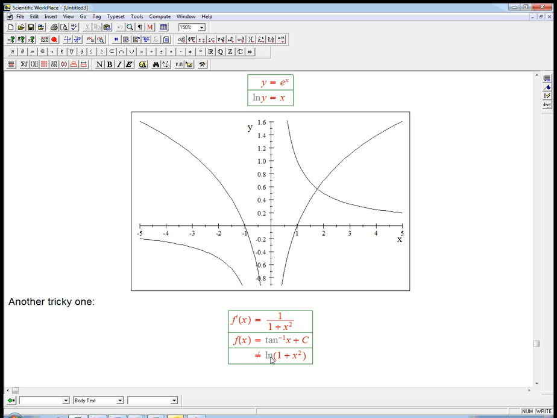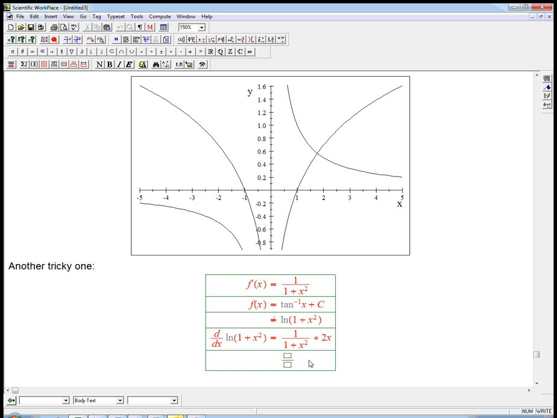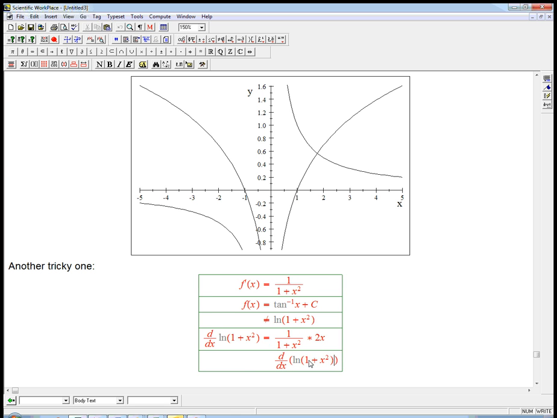It's just not true. And that's another thing that's very important about antiderivatives, and it really comes from the derivative information. Let's see why this isn't true. The derivative of ln of 1 plus x squared, you are going to get a 1 over 1 plus x squared, but you're going to get the chain rule as well. This is going to be times 2x. Okay, so maybe I can fix that. What if I just take this and divide by 2x?